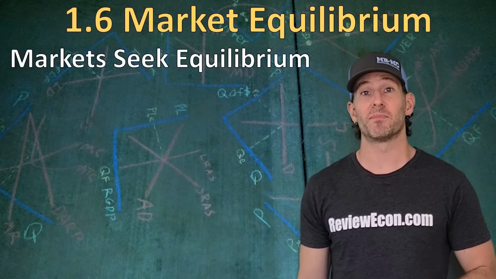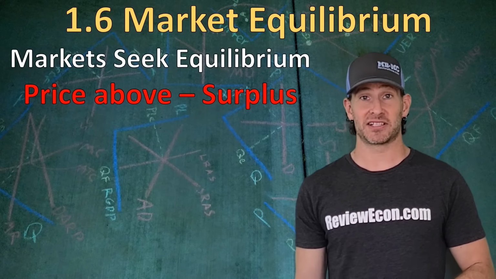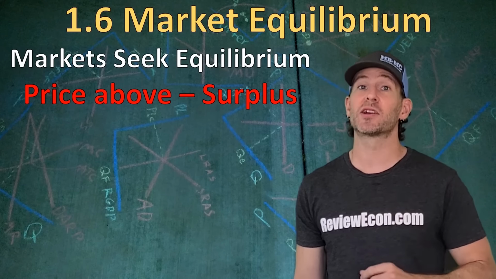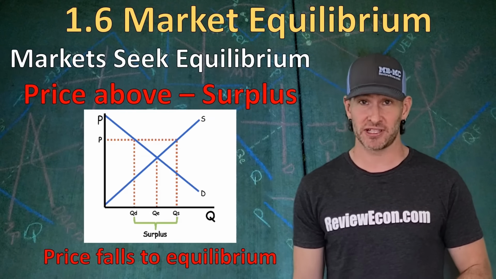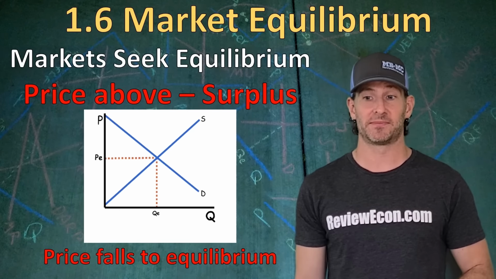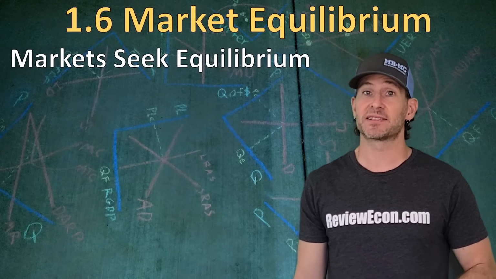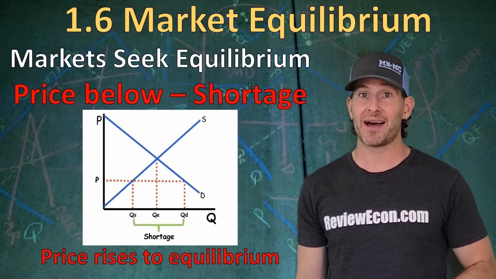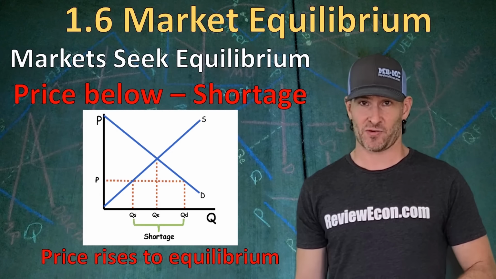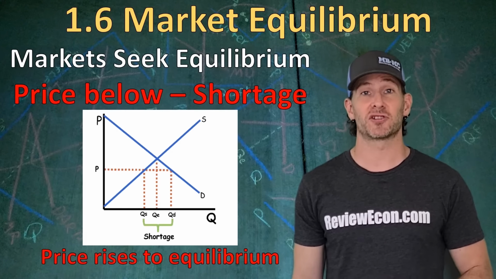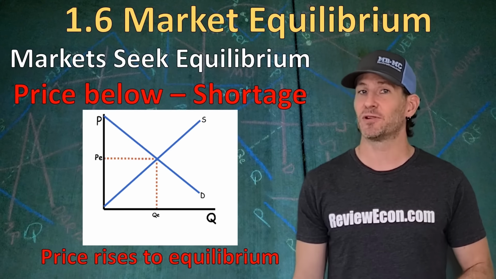Sometimes prices are above equilibrium, and that causes quantity supplied to be greater than quantity demanded. That means we have a surplus, and prices will eventually fall back to equilibrium. Sometimes we have a price that's below equilibrium. When that happens, we will have a shortage, where the quantity supplied is less than the quantity demanded. Prices will eventually rise, seeking that equilibrium point.